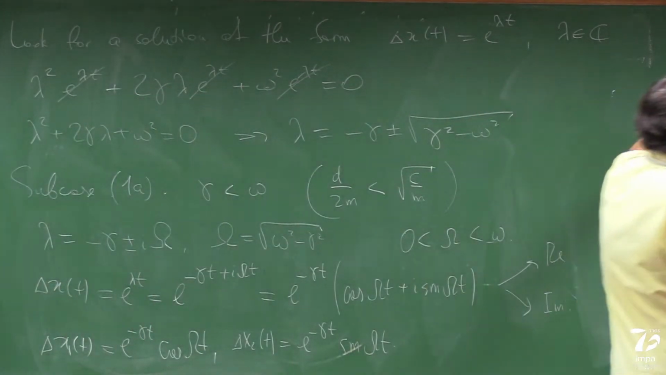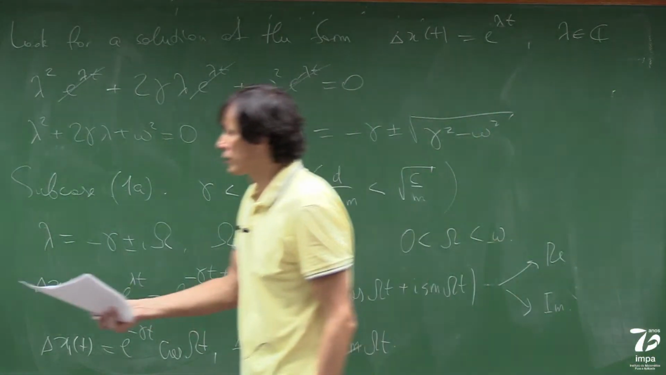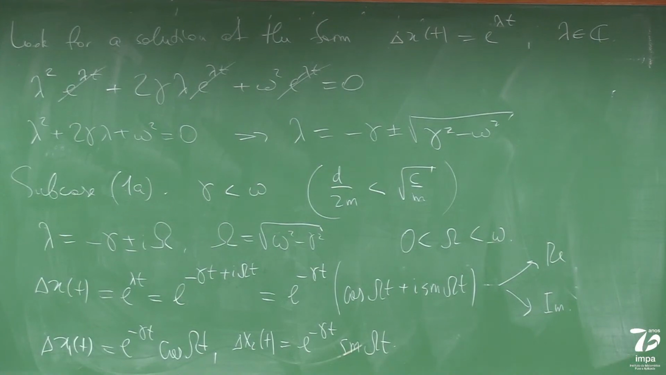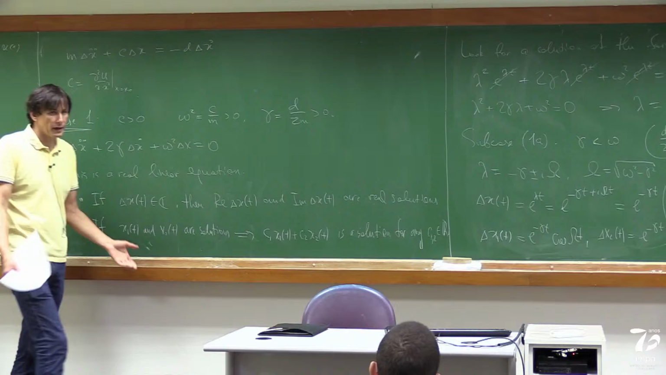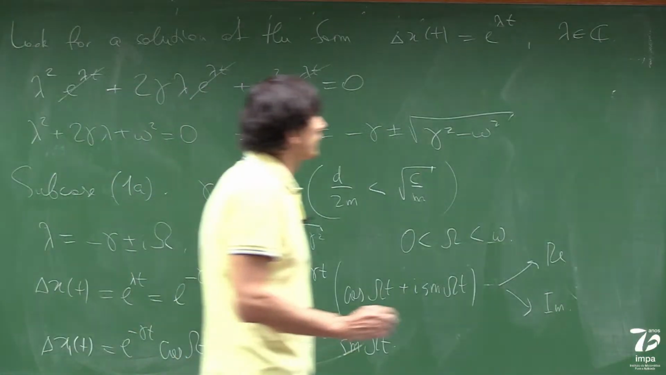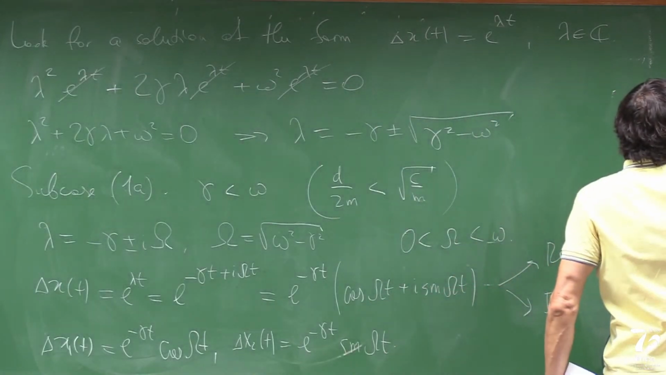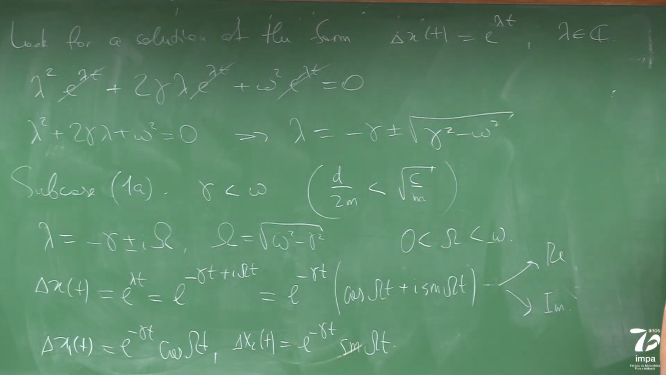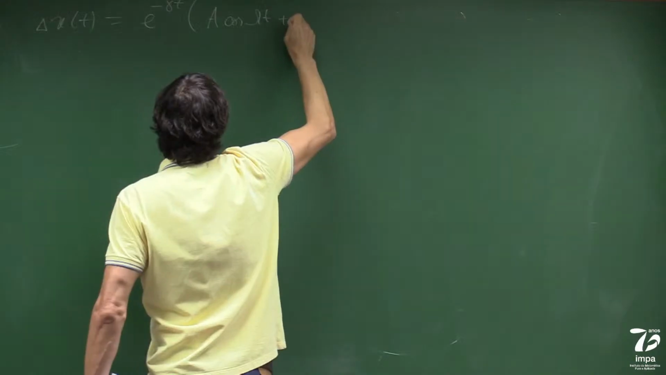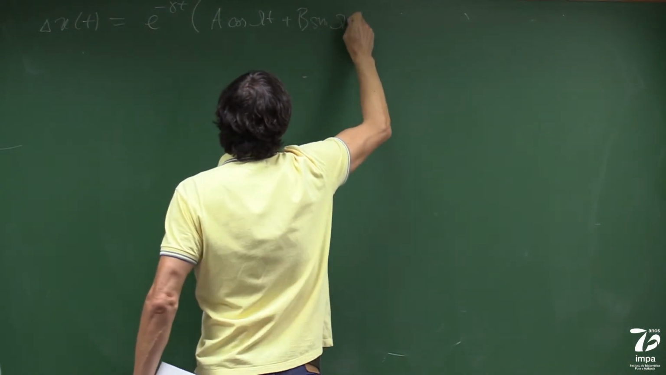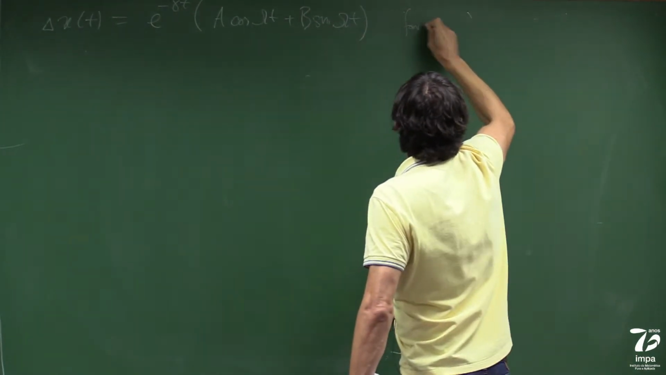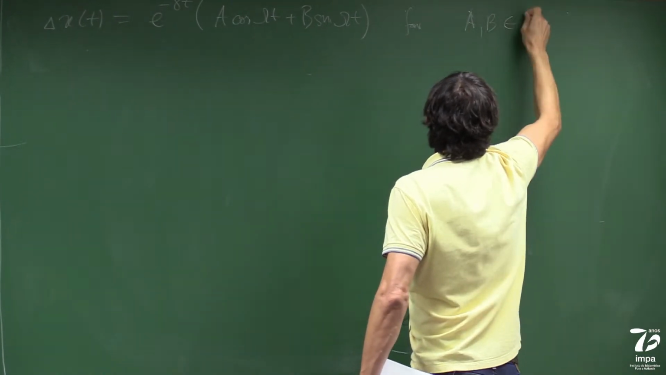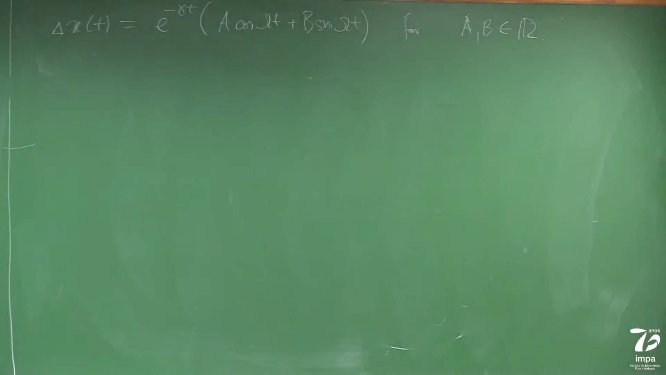And finally, we use the first property that we can split any complex solution into real part and imaginary part, which gives you two real solutions. And then we can use the second property that any linear combination again gives a solution. So then you can find the solution, which is e to the minus gamma t times a linear combination. It's the same prefactor, so we take the linear combination A cosine omega t plus B sine omega t. For any numbers, this is a solution.